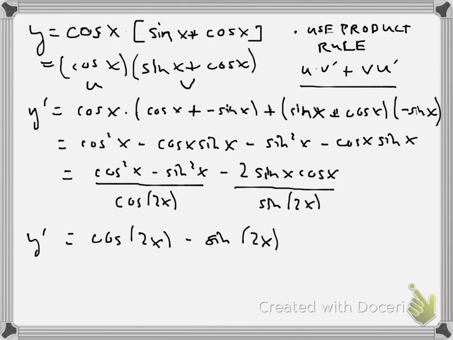Depending on the teacher, some people are okay if you leave it on this line here, cosine squared minus sine squared minus 2 sine x cosine x, but I think most teachers would want you to get it down to cosine 2x minus sine 2x.